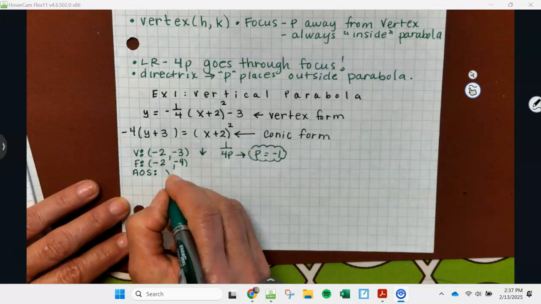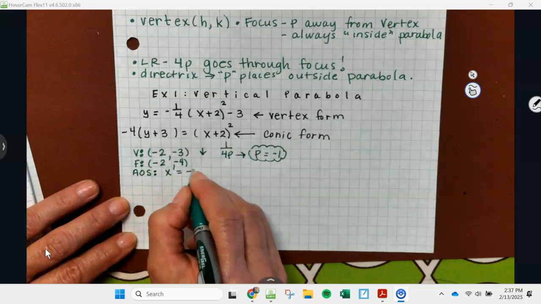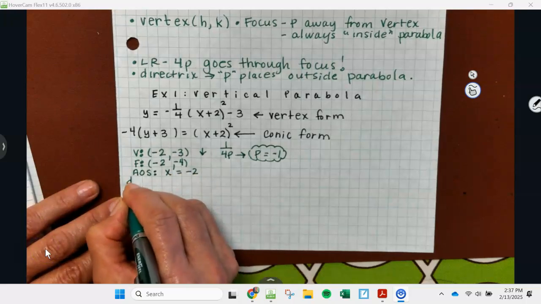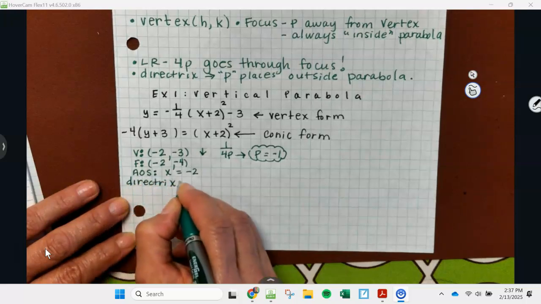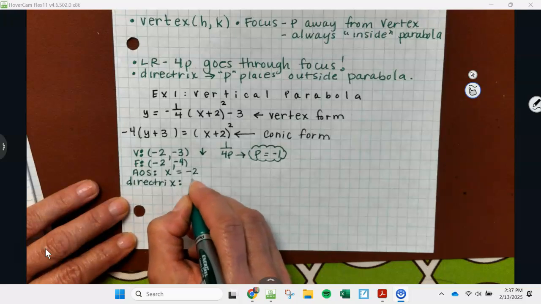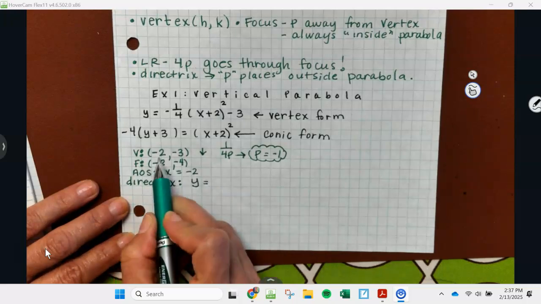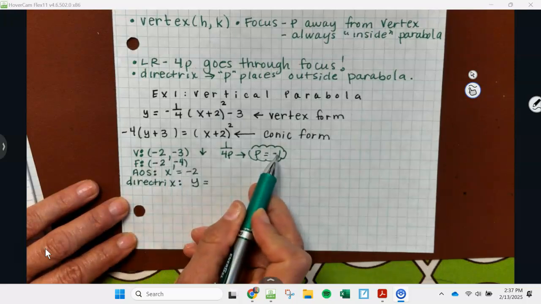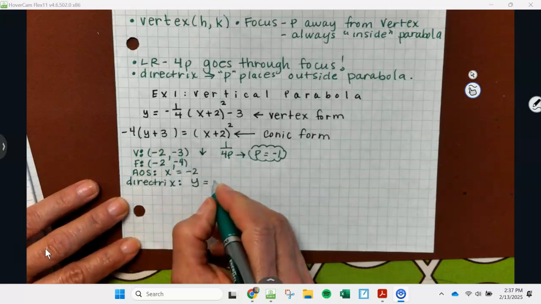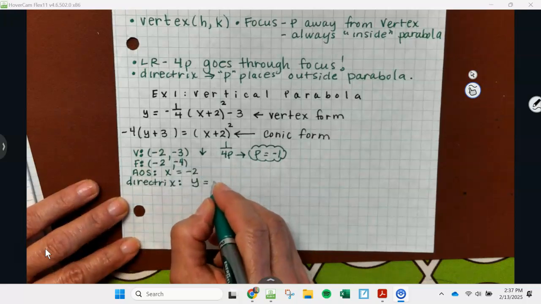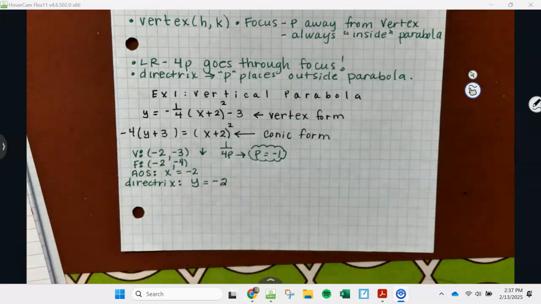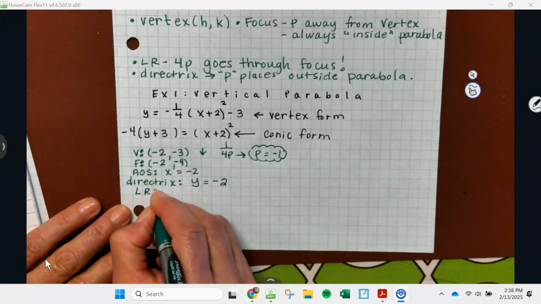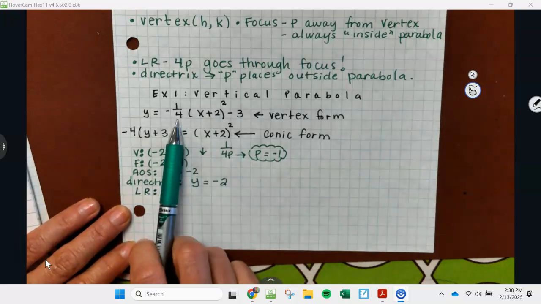Now let's talk about the axis of symmetry. For the axis of symmetry, it is always going to be whatever is inside the parentheses. X equals -2. It is always the opposite of inside the parentheses. The directrix is going to be outside, and remember it's P places away, so the directrix is going to be a horizontal line at y equals -2, one place above the parabola.